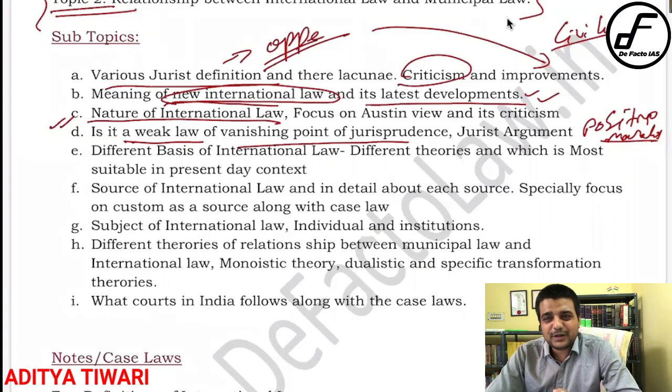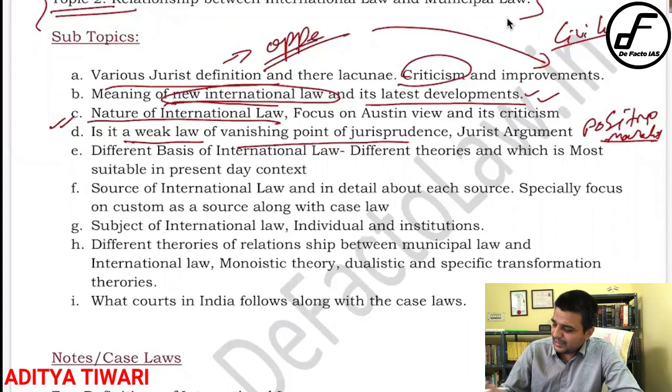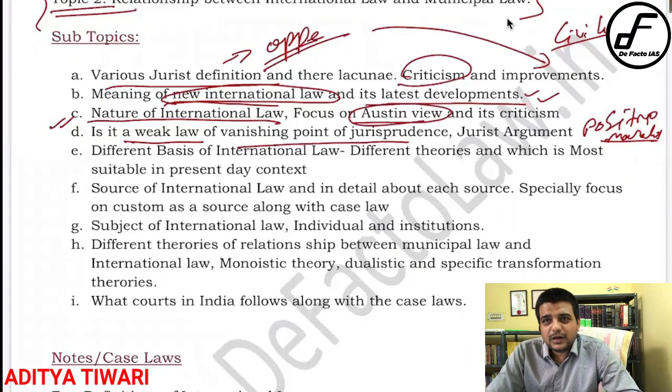Is it a positive morality? Is it a vanishing point of jurisprudence, or is it a weak law? Now, with regard to positive morality, it is basically Austin's view, right? Austin's view is quite relevant here. The same argument of Austin will apply, that there is no sovereign, and as law is a command of the sovereign, the absence of a sovereign makes it a weak law, right?